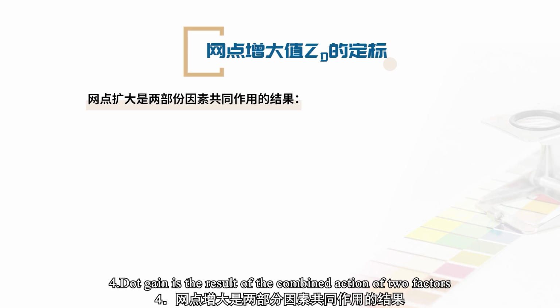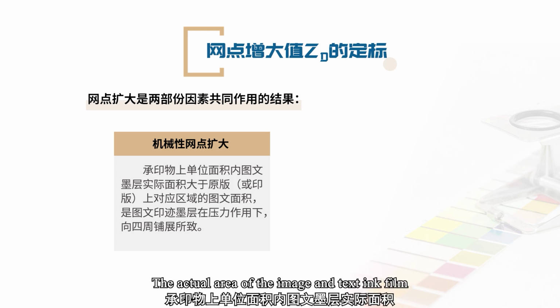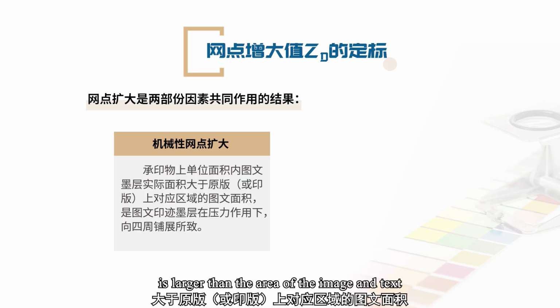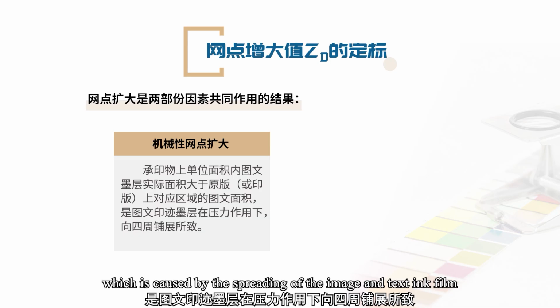4. Dot gain is the result of the combined action of two factors. Number 1. Mechanical dot gain. The actual area of the image and text ink film per unit area on the substrate is larger than the area of the image and text in the corresponding area on the original plate or printing plate, which is caused by the spreading of the image and text ink film to the surroundings under the action of pressure.